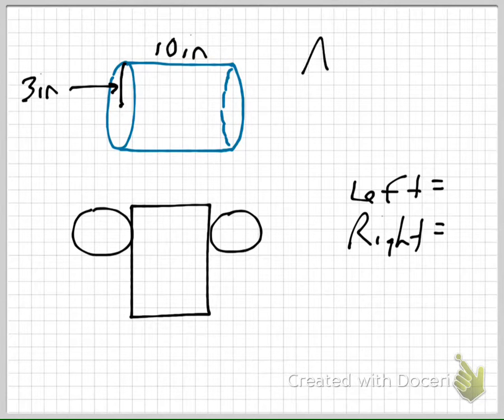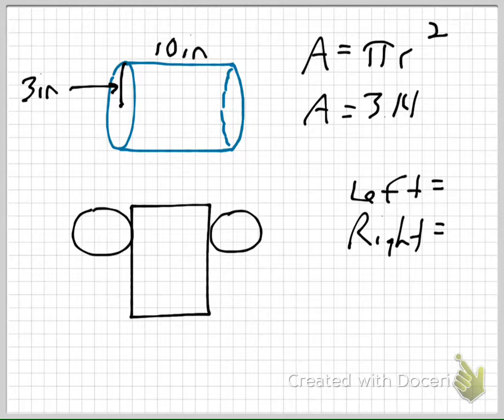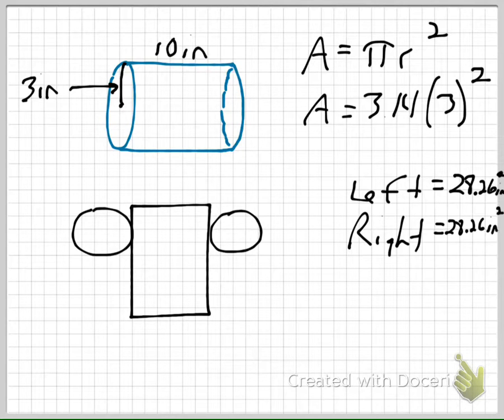So the area of that circle is pi r squared. We've done that. Area equals 3.14 times the radius, which is 3 squared. 3 squared is 9. 9 times 3.14. What's 9 times 3.14? 28.26. 28.26 square inches. Agreed? Yeah. And then the same thing with the right: 28.26 square inches.